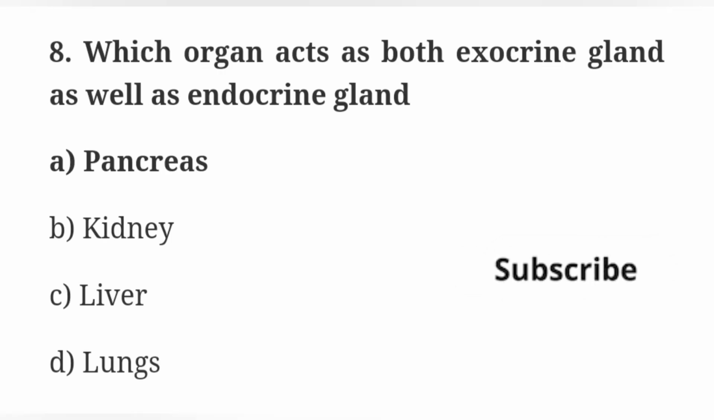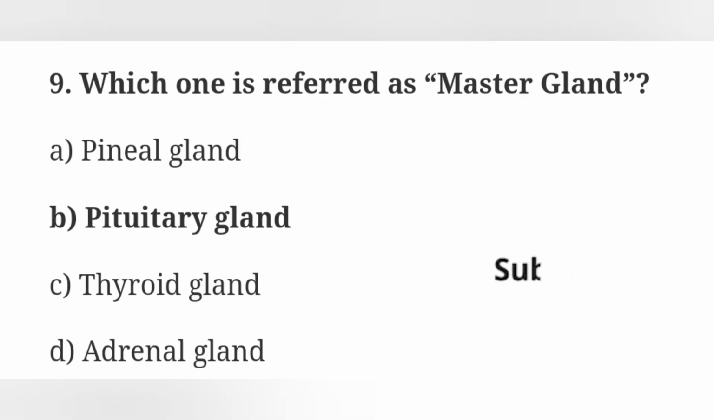Eighth one, which organ acts as both exocrine gland as well as endocrine gland? Answer option A, pancreas. Ninth one, which one is referred to as master gland? Answer option B, pituitary gland.